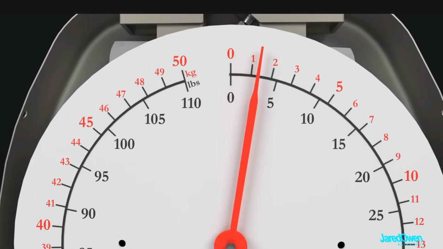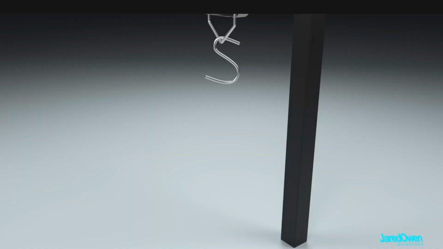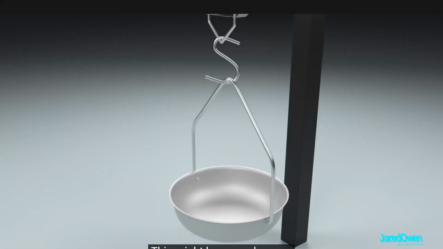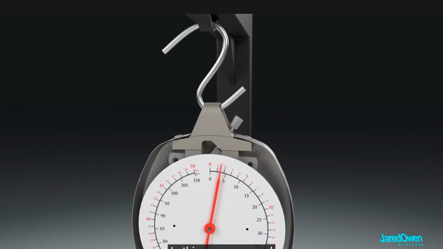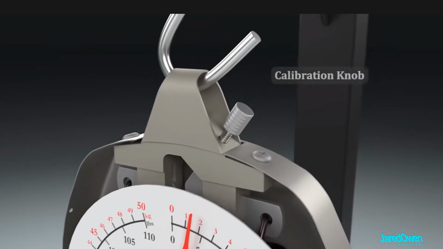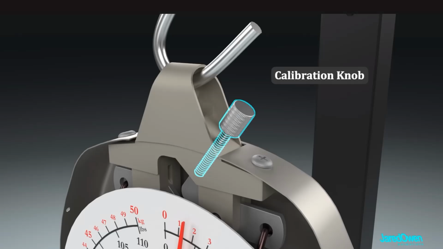Now, it may happen that the red pointer starts to get off. It's not pointing directly at 0 when there's nothing on the scale. This might happen when you attach a basket to the scale. In this case, we need to calibrate the scale. That's the job of the calibration knob, also known as a zeroing screw.